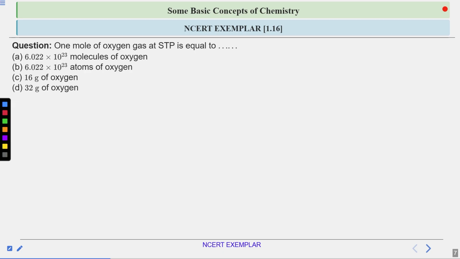Now, if I am saying that we have 1 mole of oxygen gas, that means we have 1 mole of O2. Here oxygen gas means O2, because oxygen gas means we are taking the actual oxygen gas, and actual oxygen gas never exists as a single oxygen entity. It will always exist as a molecule. Clear? So if we are taking 1 mole of oxygen gas, that means we are taking 6.022 into 10 to the power 23 molecules of oxygen.